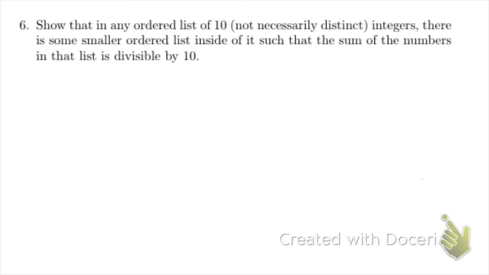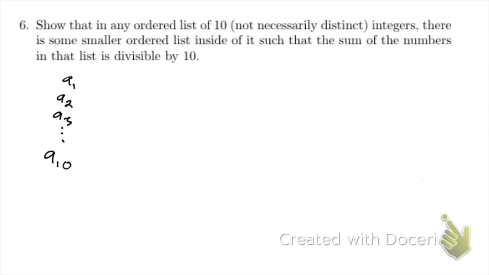Okay, so because we plan to use the pigeonhole principle, we want to somehow find 10 or 11 objects to be our pigeons or our pigeonholes in here, right? So the ones I'm going to consider is if we let each of our integers, from all of the 10 integers in our list, be a sub 1, a sub 2, a sub 3, up to a sub 10. Okay.